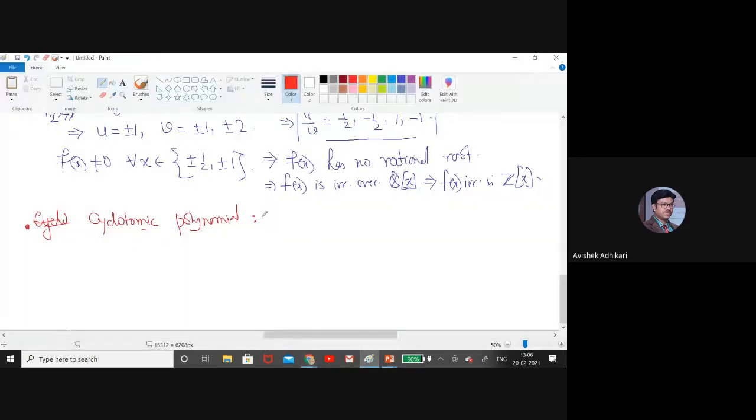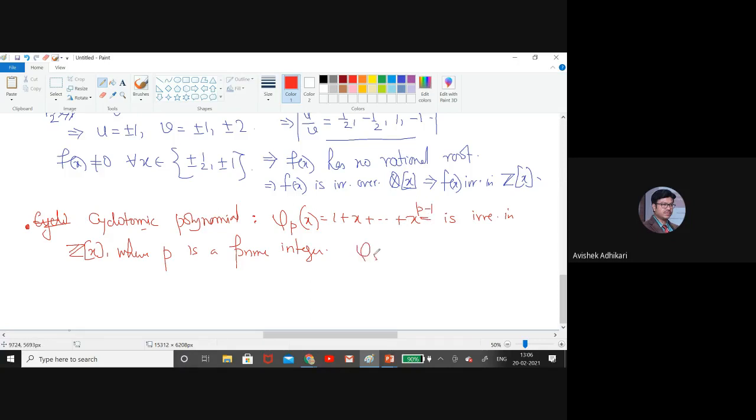Okay. So it is denoted by, suppose some prime p is there, phi(x) equal to 1 plus x plus ... plus x to the power p minus 1, is irreducible in Z[x], where p is a prime integer. That means a cyclotomic polynomial is of this form, 1 plus x, dot dot, x to the power p minus 1. Mind that here the p must be a prime.